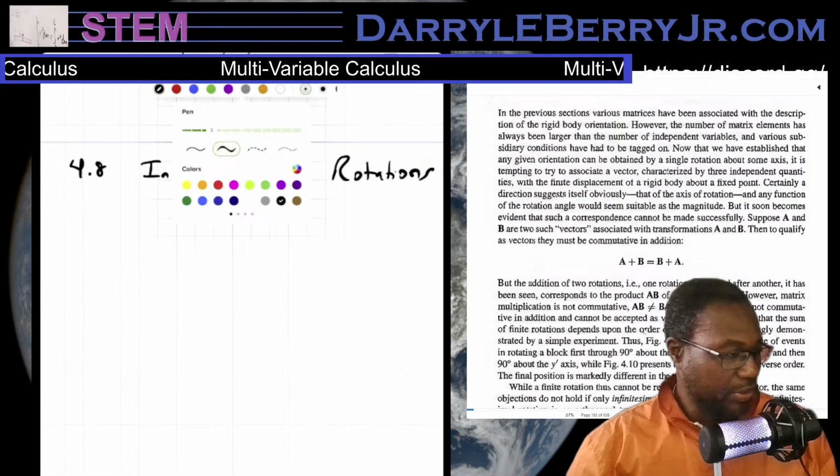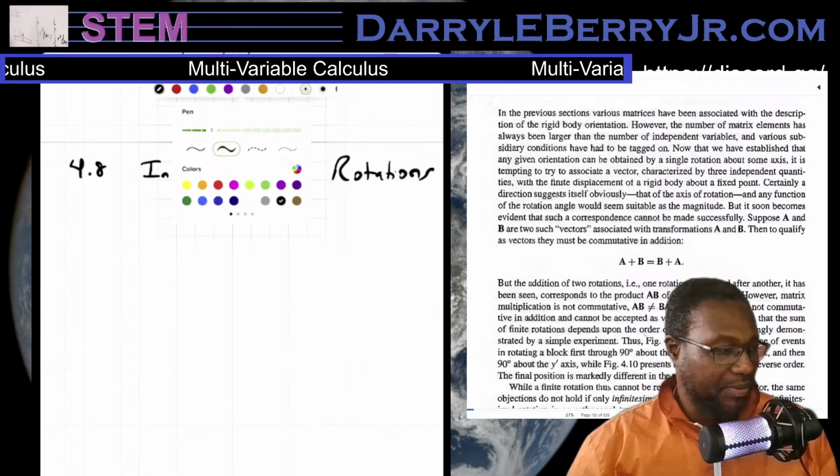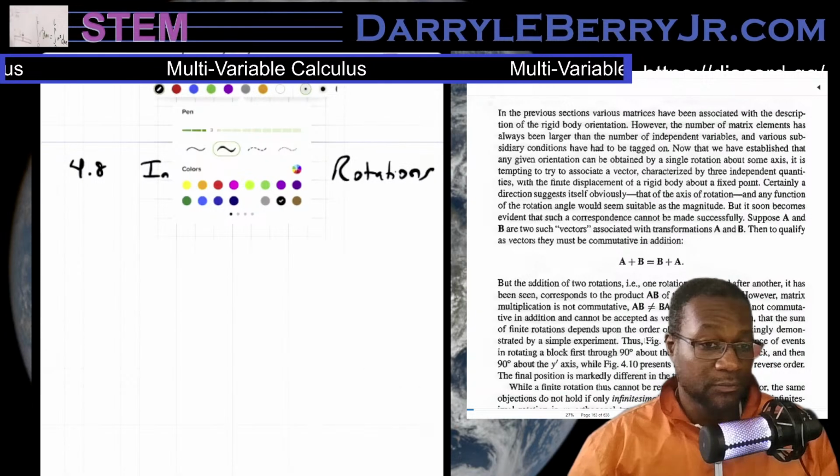With the addition of 2 rotations, i.e., one rotation performed after another, that, as has been seen, corresponds to the product AB of 2 rotations, 2 matrices.